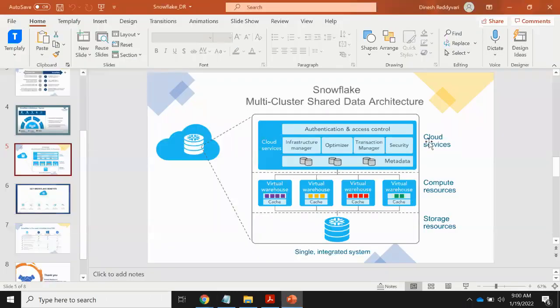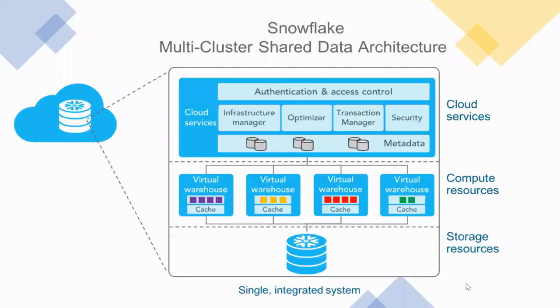Now, if you observe this particular thing, now observe this diagram. So this is a compute virtual warehouse, right? Let's assume that we have a development virtual warehouse, the test virtual warehouse, and then the production virtual warehouse, or data load virtual warehouse. Each and every virtual warehouse has a separate cache here, right? Now, is it clear?